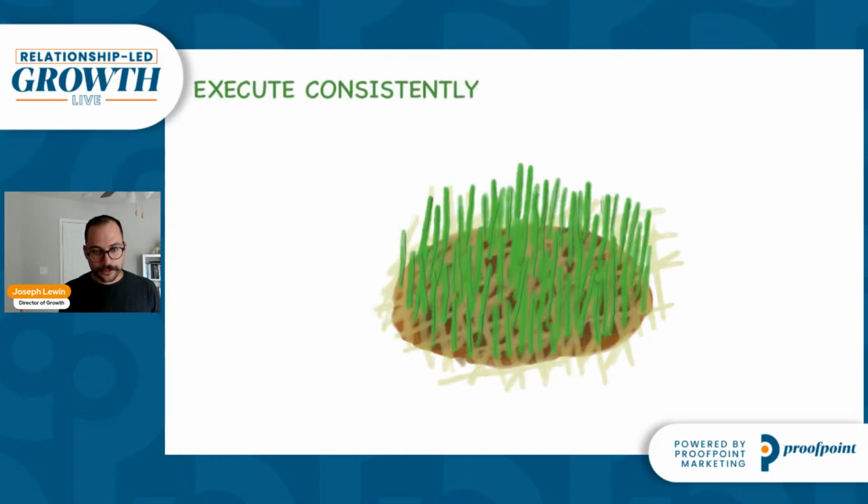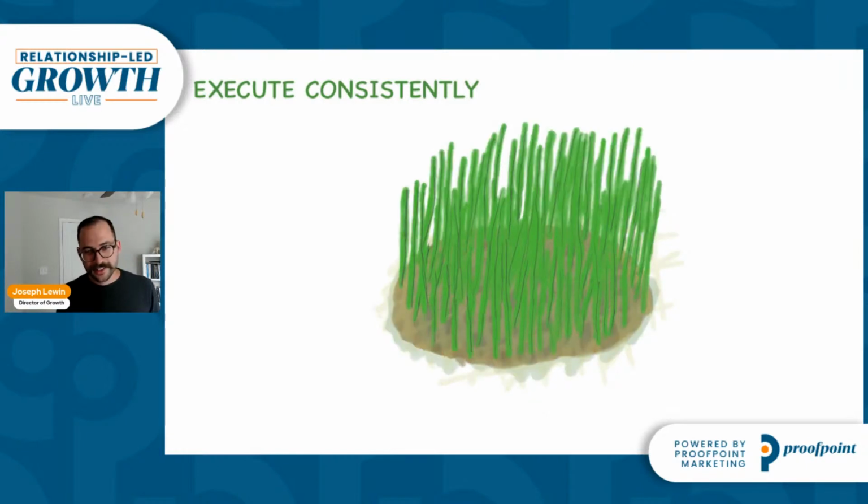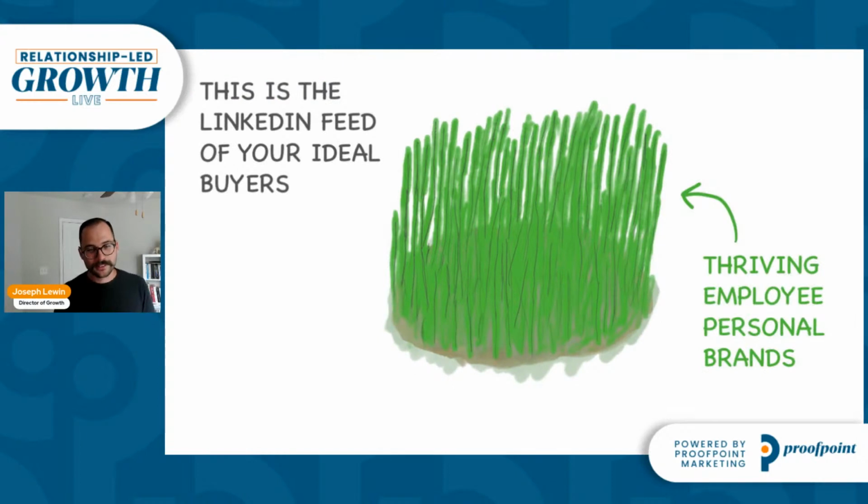And then the next step from there is just to execute consistently. And if you're doing that, ultimately it's going to lead to your ideal buyers just being flooded with content from people on your team, especially the more niche of an industry that you're in. I mean, if you're selling to salespeople or you're selling to marketers, it's definitely still possible to do this, and your audience is probably more active on LinkedIn than the typical audience. But it's going to take a lot more effort and more people from your team really taking this seriously.